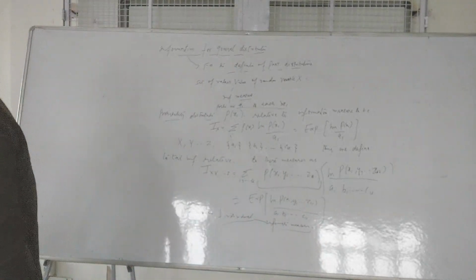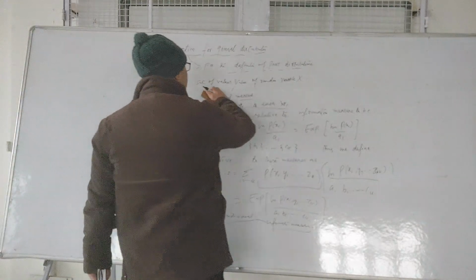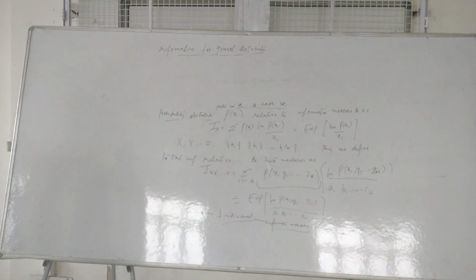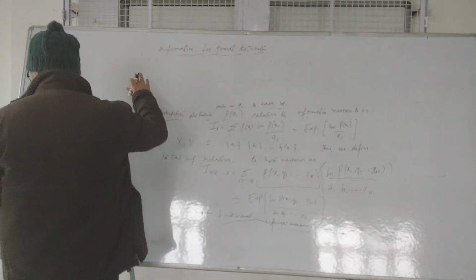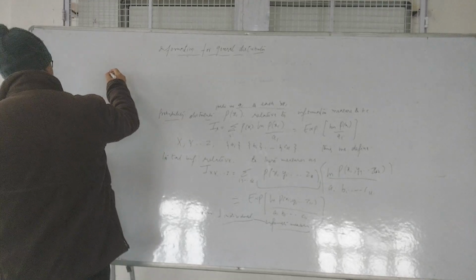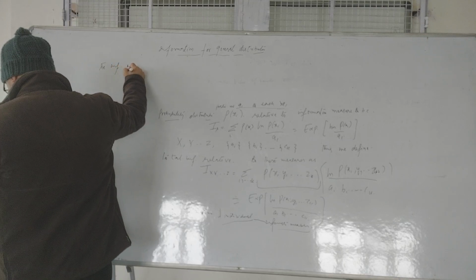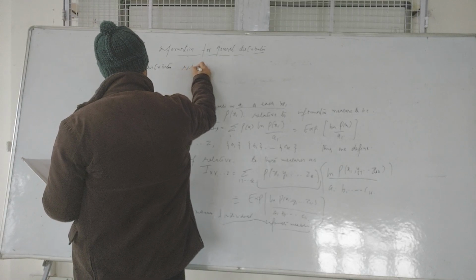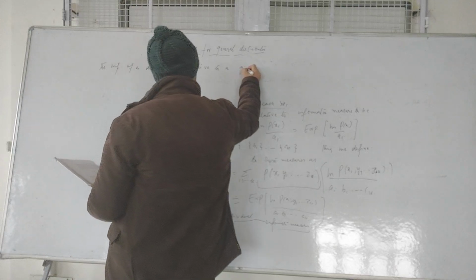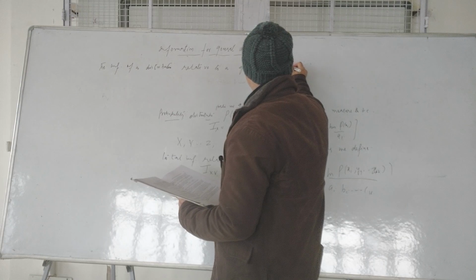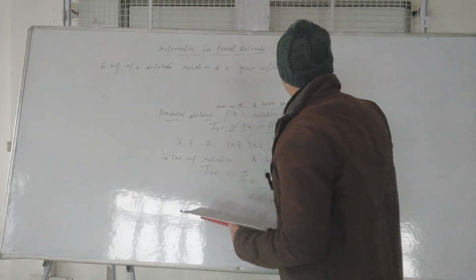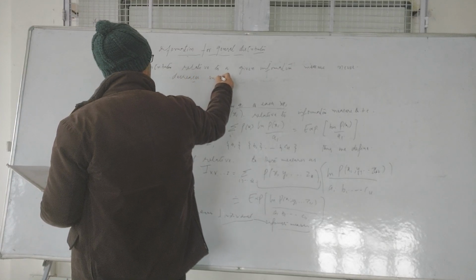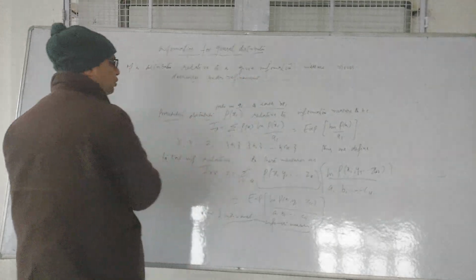And there is a statement which somehow encompasses this: the information of a distribution relative to a given information measure never decreases under refinement. There can be a proof of it also for several variables.